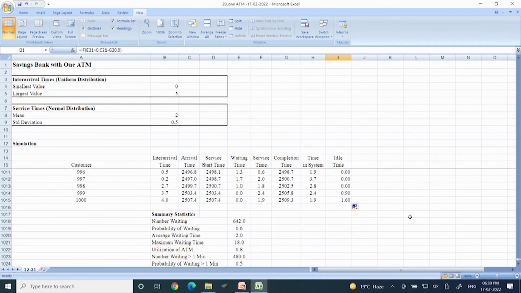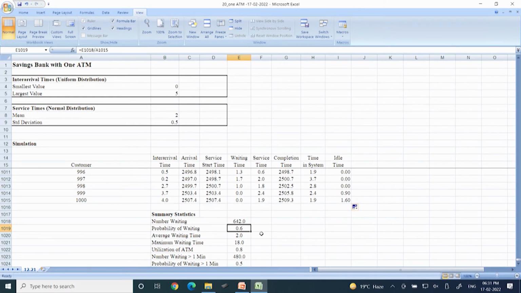Now, you see the logic for the number of people waiting. See the count in E16 to E1015: if it is greater than or equal to 0, that is, the waiting time is some positive value, so that many people are waiting. Currently, 642 people out of 1000 are waiting. So, what is the probability of waiting? 642 divided by 1000. So, 60% of the people are waiting.